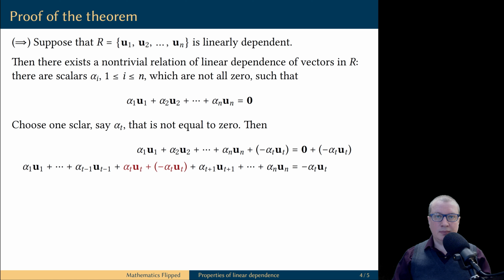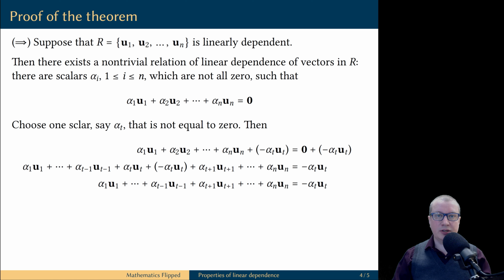Notice that on the left-hand side, we have vector alpha t u t plus the negative of this same vector. By the property of the negative vector, we know that these two vectors add up to the zero vector, and zero vectors simply disappear from the expressions because they do not change other vectors when you add the zero vector. Therefore, this equation simplifies as follows. So far, I have not yet used the assumption that alpha t is a non-zero scalar. Now is the time to make use of this assumption.